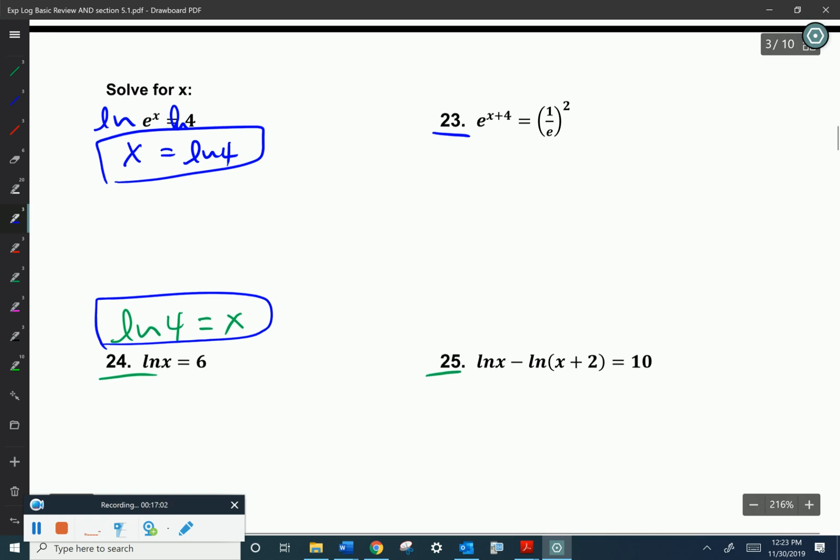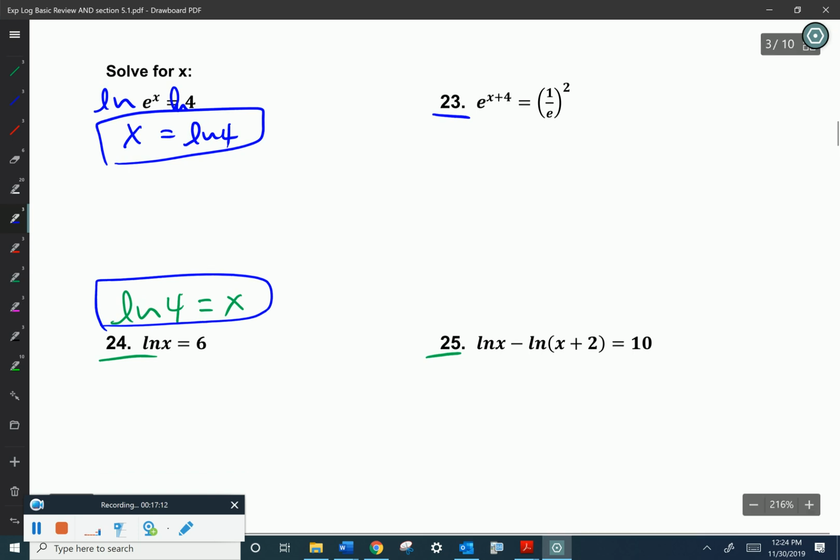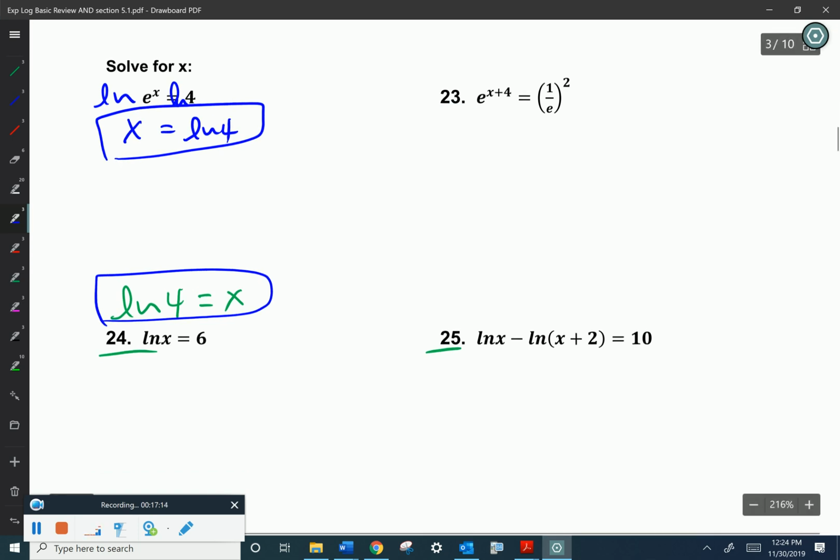Okay, on this one, I don't have the same setup. I could take the log of both sides, but it's not going to be a nice, easy cancel. So again, what I would do is think about this as being the same base. If this is e to the x plus 4, instead of thinking of this as being 1 over e, isn't the inside of the parentheses like an e to the negative 1?